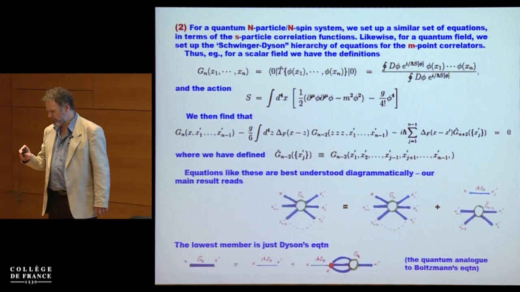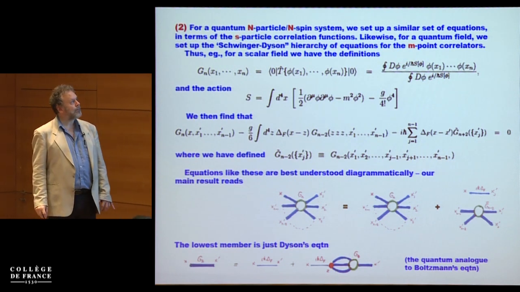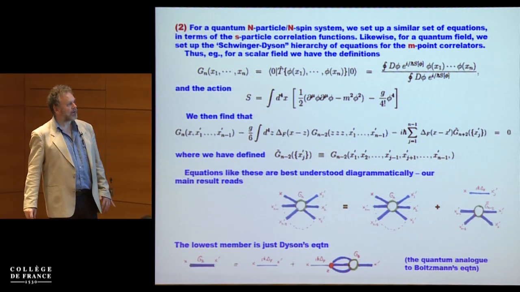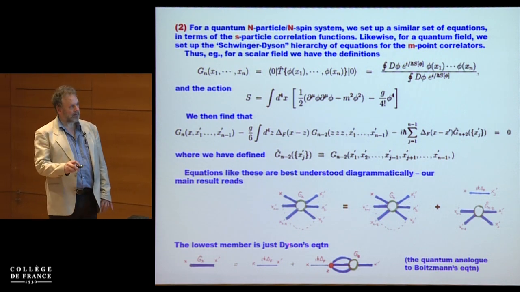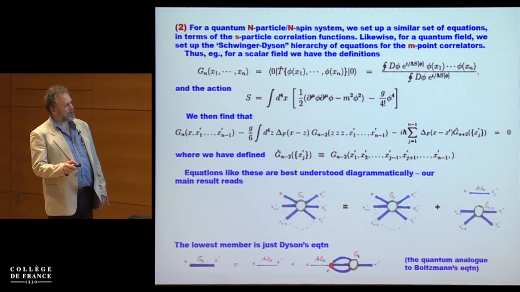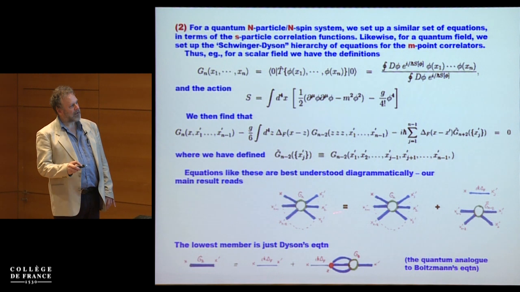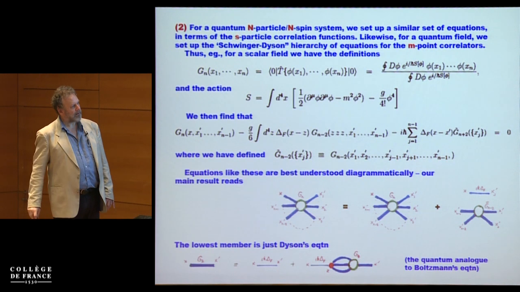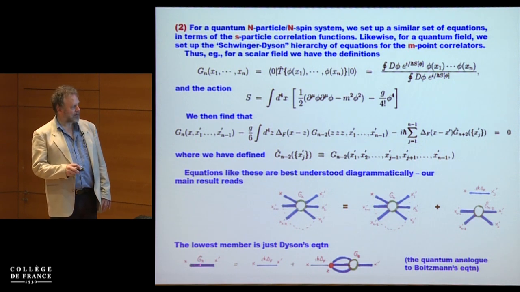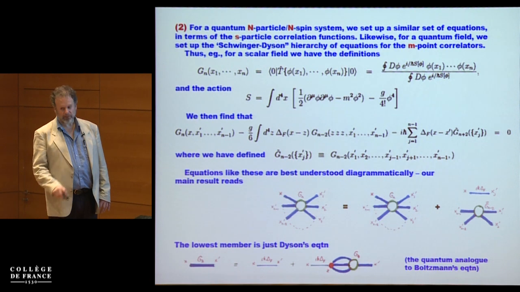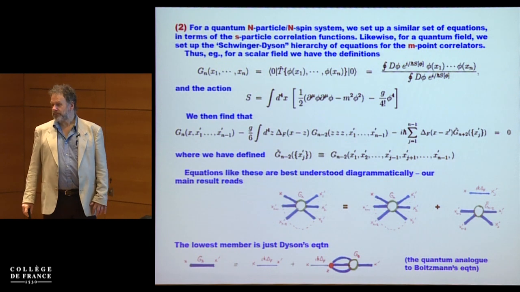And one does exactly the same for quantum mechanical systems, or indeed for quantum fields. And again, I'm not going to go through the algebra, it's horrible. And in fact, most of the time, if you're a theorist, you don't even bother to write down all the equations, you simply look at the diagrams. So this is the equation for the nth correlation function, written in terms of the n plus 2th correlation and the nth with an integral over it. And the lowest member of this is, in fact, the well-known Dyson's equation, which relates the 2-particle Green function to the 4-particle Green function. And this is the precise analog of Boltzmann's equation.